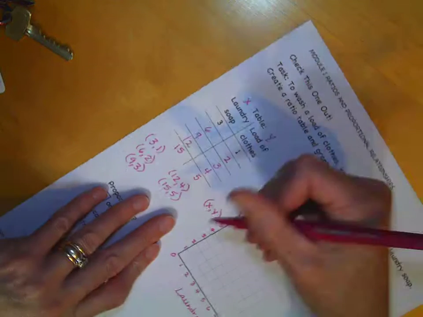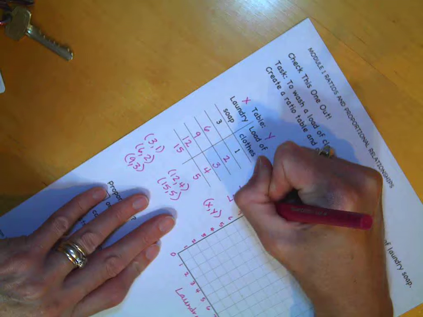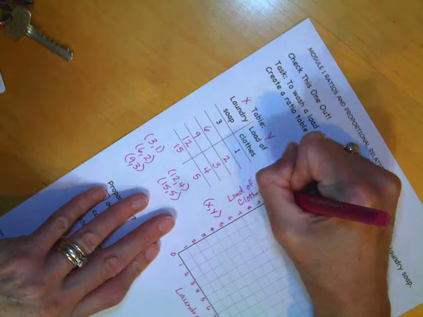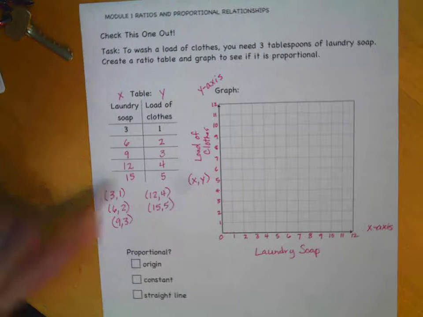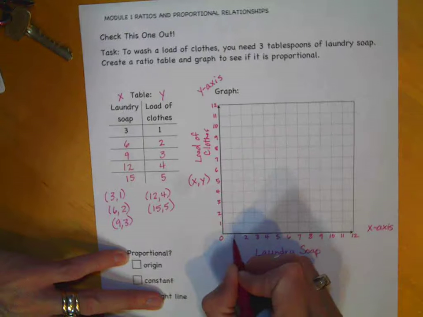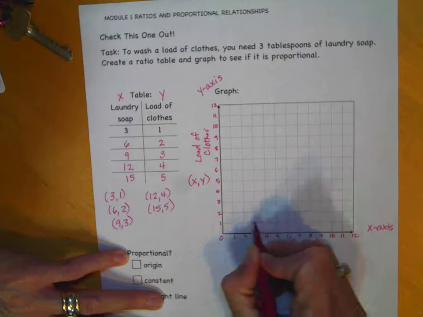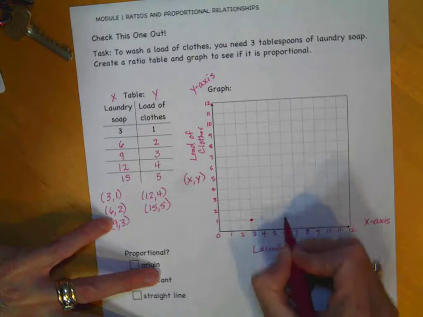Laundry soap. The y value this time is called load of clothes. Okay. All right, now we can graph because we've got everything labeled, so we know what we're doing. First one, 3 tablespoons of laundry soap for 1 load. So I go over 1, 2, 3, up 1, put a dot.